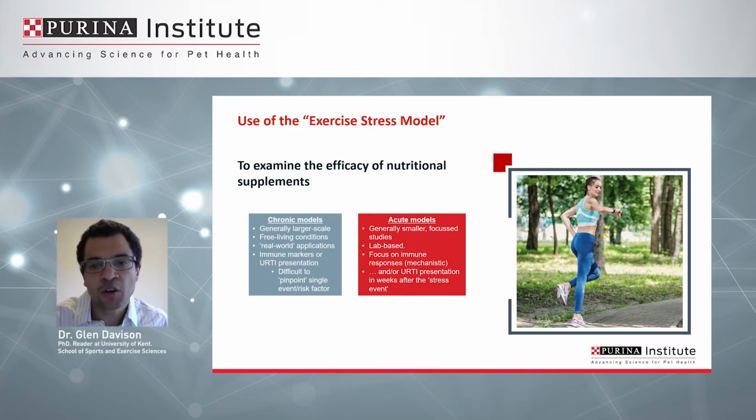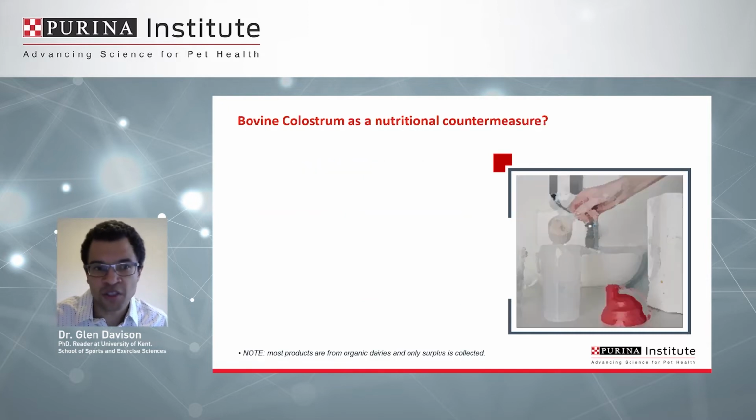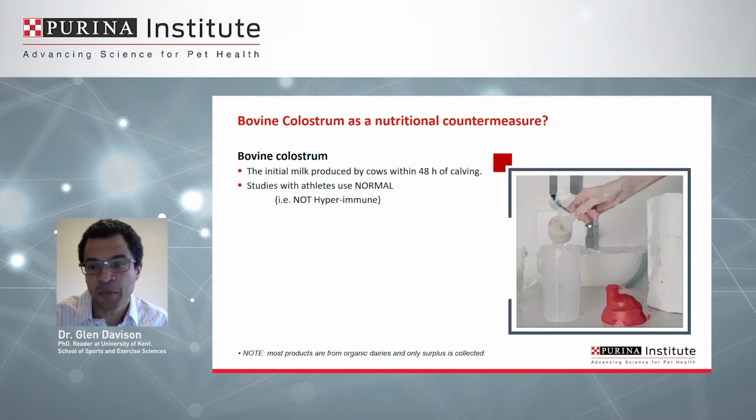So we will commonly look at some of these acute physiological stress responses that I spoke about on the previous slide, and also some of the immune responses, and then perhaps the presentation of illness in the weeks or months after that single stress event. So on the topic of nutritional supplements, what I'm going to talk about today is bovine colostrum as a potential nutritional countermeasure that we have investigated and examined using this physical stress model.